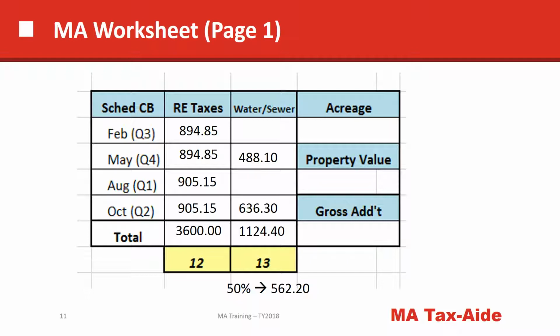Again, some towns do have 4 bills in the year, others have 2. Another thing to watch out for, a town like Marshfield has water, sewer, and trash in the same bill. So you're going to have to subtract out trash. This is just for water and sewer. We do also calculate what half of the water and sewer is. So in this case, 1124.40 divided in 2, we're going to get 562.20.